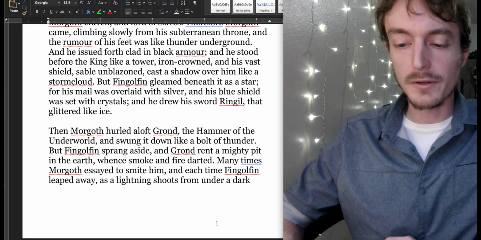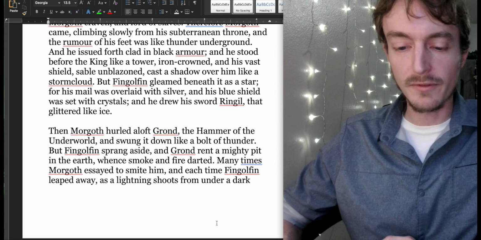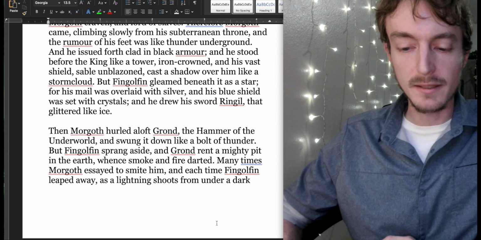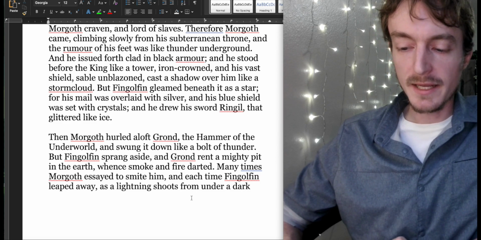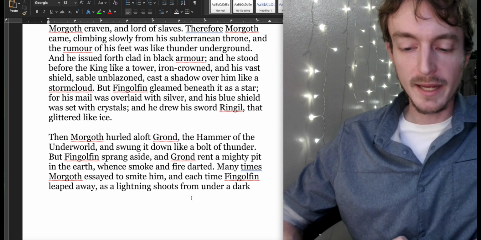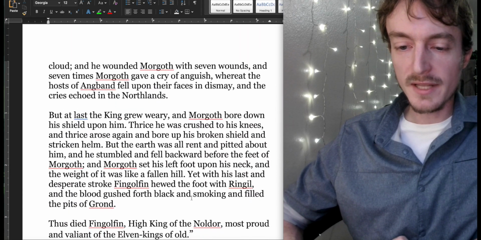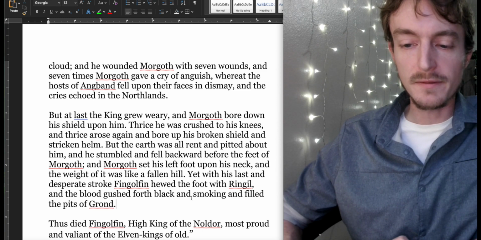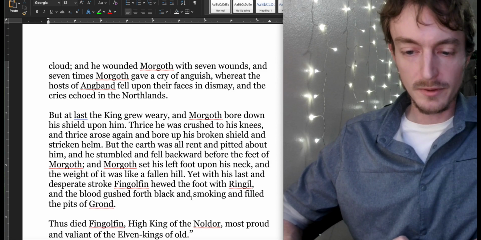Then Morgoth hurled aloft Grond, the hammer of the underworld, and swung it down like a bolt of thunder. But Fingolfin sprang aside, and Grond rent a mighty pit in the earth, whence smoke and fire darted. Many times Morgoth essayed to smite him, and each time Fingolfin leaped away, as a lightning shoots from under a dark cloud. And he wounded Morgoth with seven wounds, and seven times Morgoth gave a cry of anguish, whereat the hosts of Angband fell upon their faces in dismay, and the cries echoed in the Northlands.